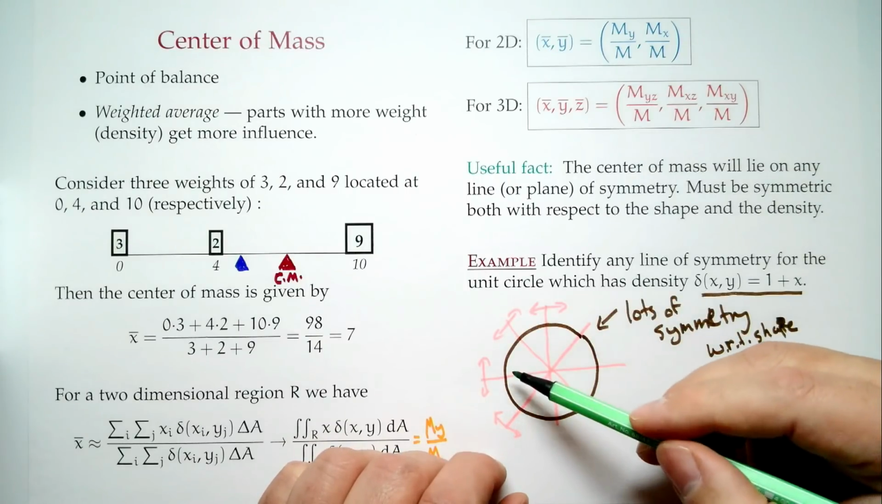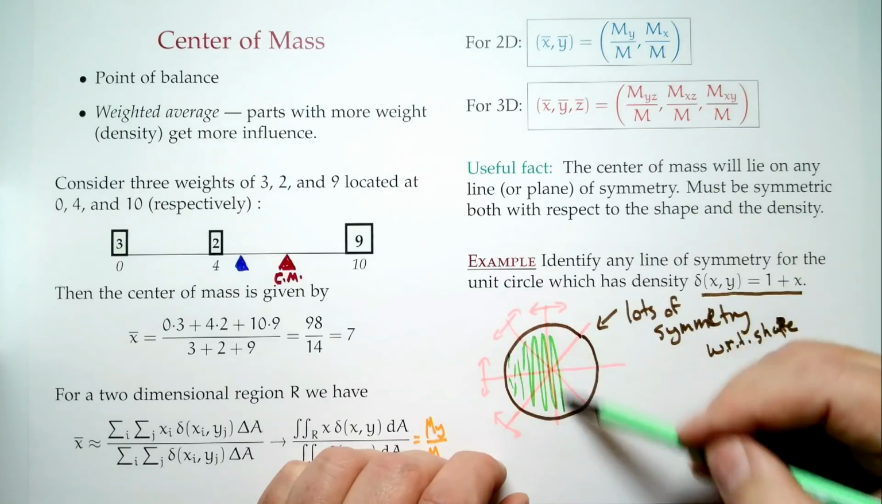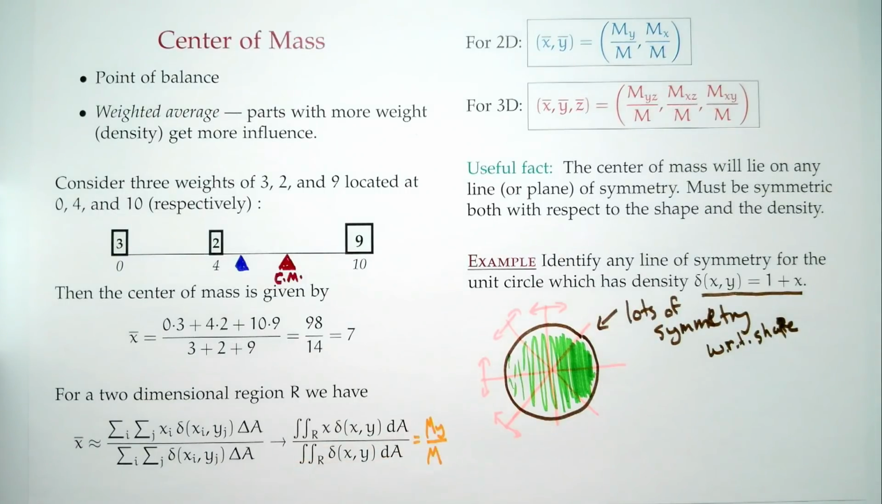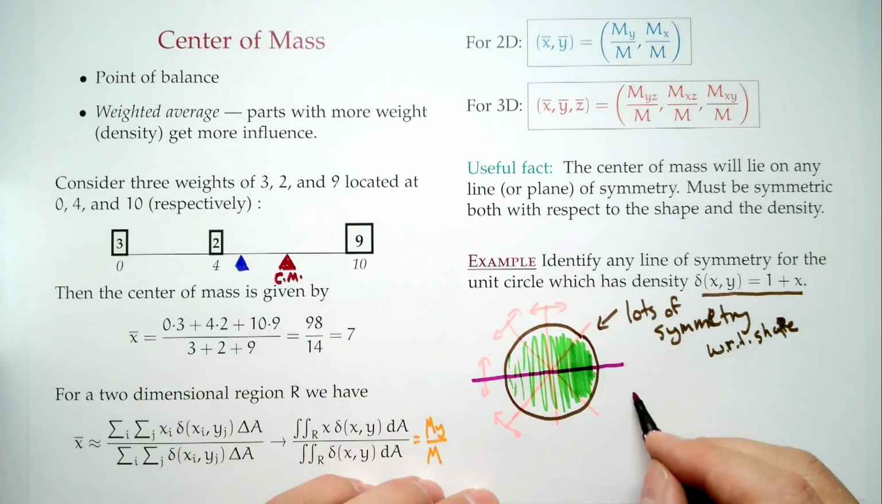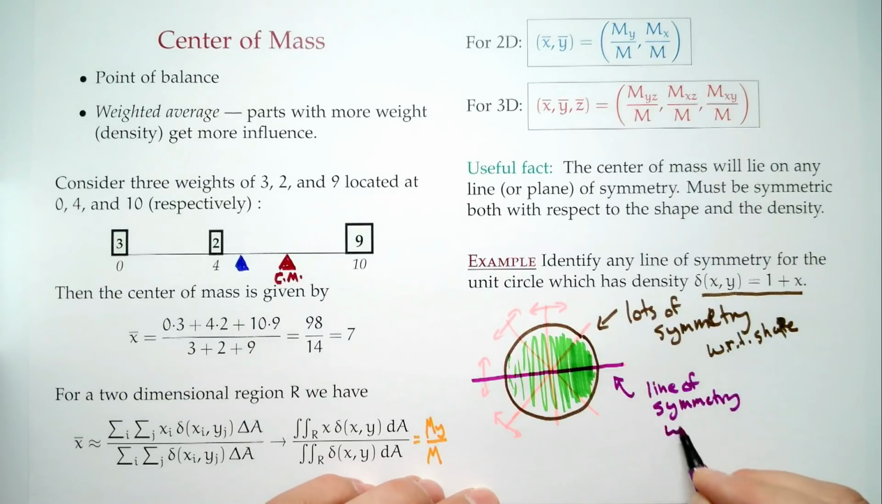So if you were to lightly shade, what do we see? Well, it's not very dense here, but then it starts getting more and more dense until you get over here. So if we think about it in terms of density, we see we have to be careful. Where is a line of symmetry that preserves both the shape and the density? The x-axis. So this is a line of symmetry which respects both density and shape.